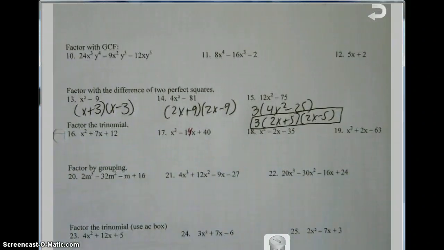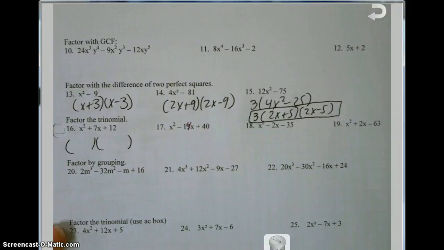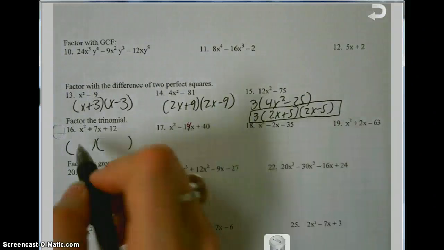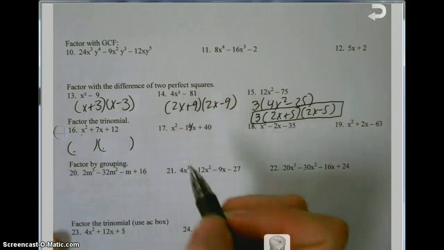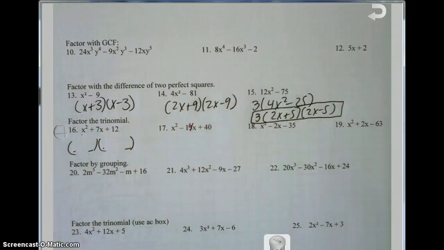Now, these next ones say factor the trinomial. Well, this one right here, factoring the trinomial, is going to go into two binomials. And this is kind of like the opposite of FOILing. What you need to do is make sure that the product of the first two terms makes this first answer, and then you make sure that the product of the last two terms makes the last answer.